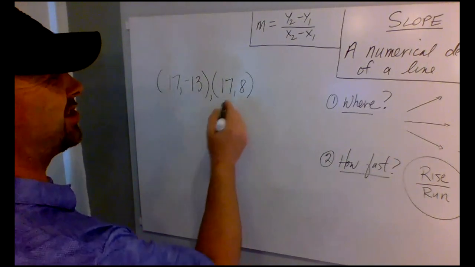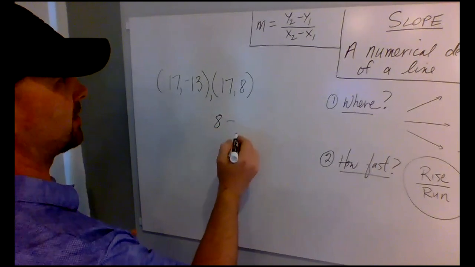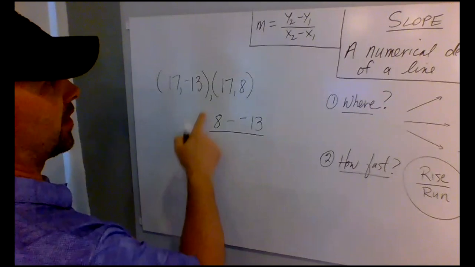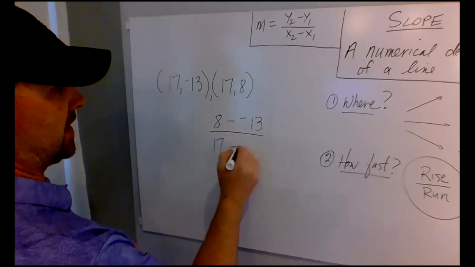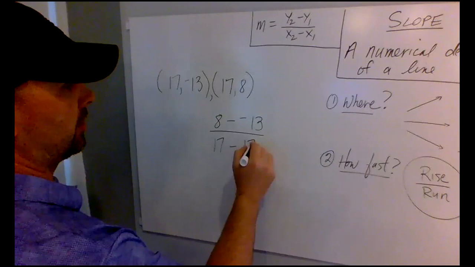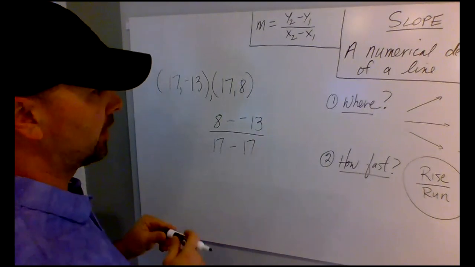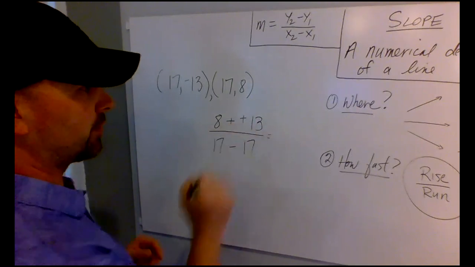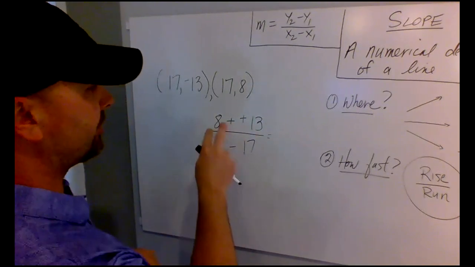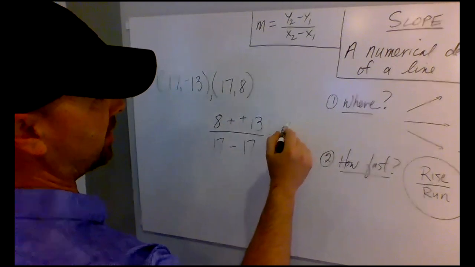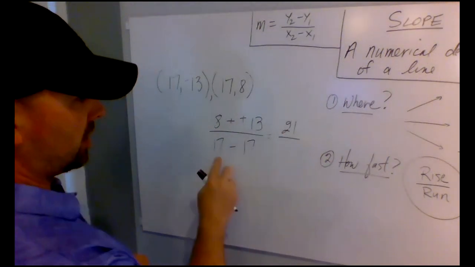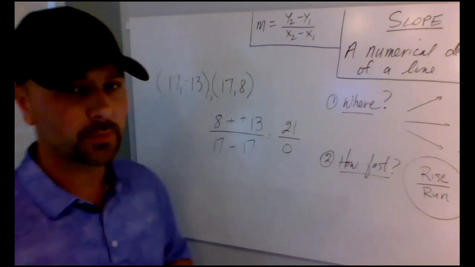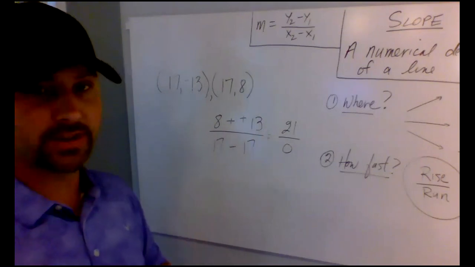Okay, so y2 is 8 minus y1 is a negative 13, over x2, 17, minus x1, which is also 17. Do the computation. 8 minus negative 13, remember that changes to plus positive. So 8 plus 13 is 21. And then we have 17 minus 17, which is 0. Okay, so we get 21 over 0.